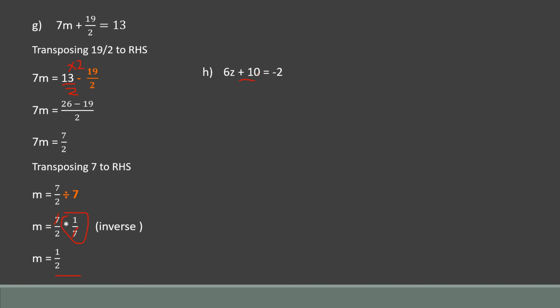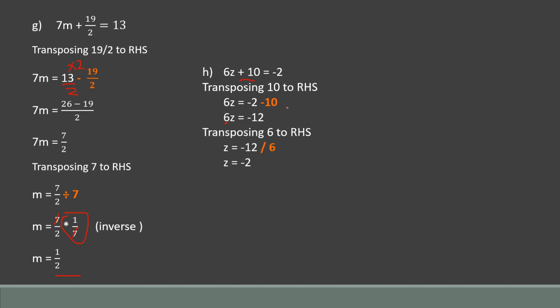My equation is 6z plus 10 is equal to minus 2. Now I'm going to transpose this plus 10 to the right hand side. So it will become minus 10. 6z is equal to minus 2 minus 10. So minus 2 minus 10 is minus 12. My new equation is 6z is equal to minus 12. Now simply I am going to transpose this 6 to the right hand side. It will become divide. So simply z is equal to minus 12 upon 6, that is minus 2. 12 by 6 is 2. And don't forget to write the minus sign. That's why z is equal to minus 2.